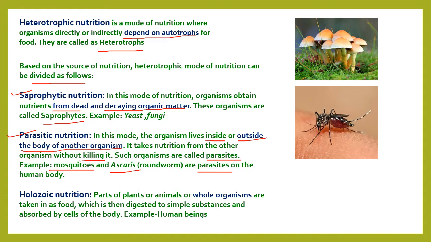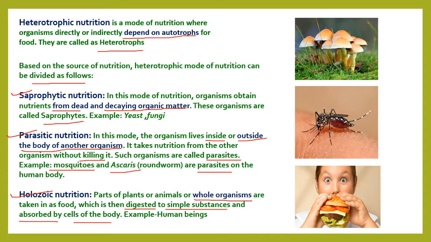And the third one is holozoic nutrition. Holozoic nutrition means when any organism takes in parts of an animal or a whole organism as food, and then it is digested to simple substances and absorbed by the cells of the body. The whole food is taken in through the mouth or any organ of the body meant for taking in food, and inside the body the food is broken down into simple substances and absorbed by the body. And the best example of this is human being. So these are 3 modes of nutrition: saprophytic, parasitic, and holozoic.